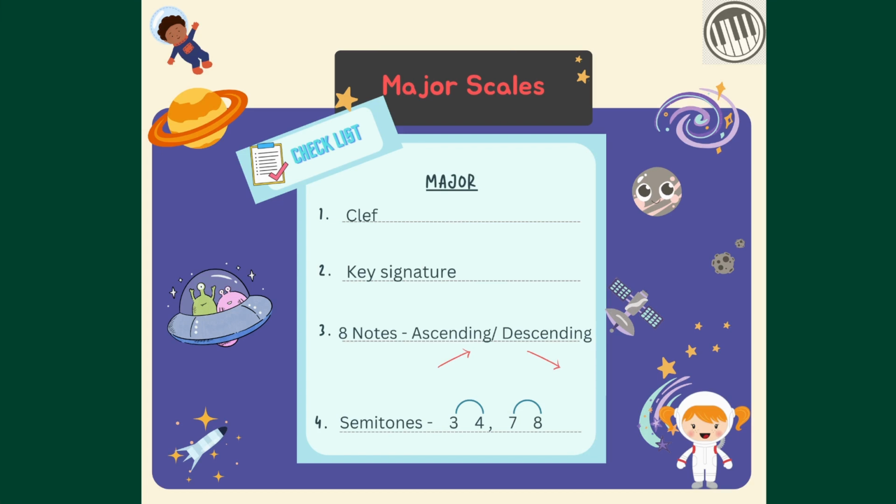As you know, we have learned how to write major scales for grade 1 by using this checklist, finding the key signature and marking the semitones from the 3rd to 4th and the 7th and 8th degrees of the scale. Let's take a look at the minor scales this week.